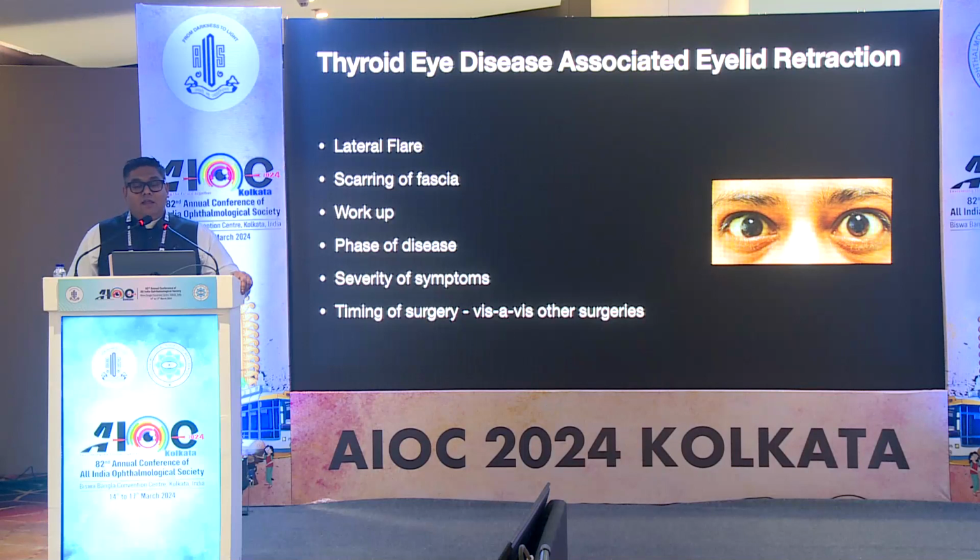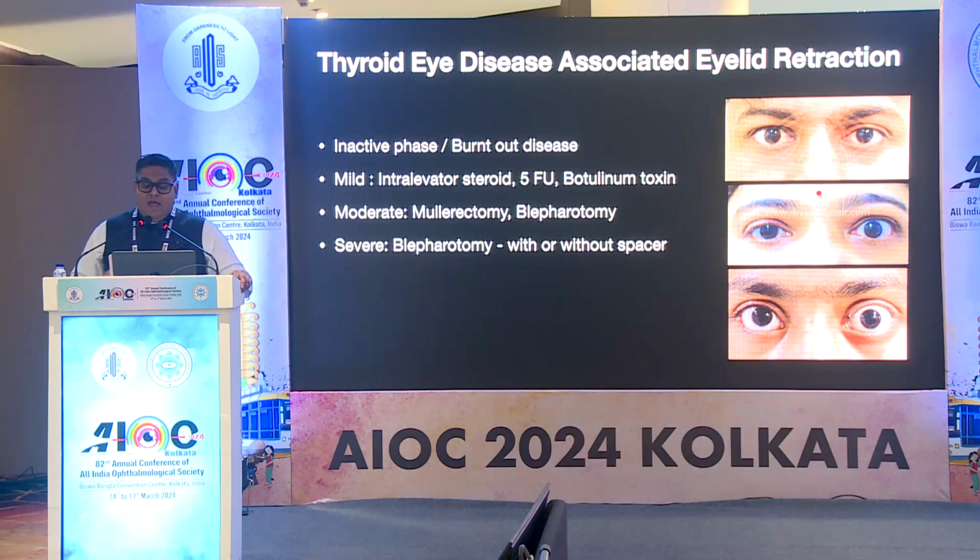And finally, deciding when to operate. You can either operate once it is in the burnt out or inactive phase, or you can plan it later on if there are other surgeries like decompression needed. I prefer to treat thyroid eyelid retraction in the inactive phase or the burnt out phase. Rarely in the active phase, if a patient presents with isolated lid retraction, you can also go in and treat it with injections. So this is not a hard and fast rule. This is more of what I follow.